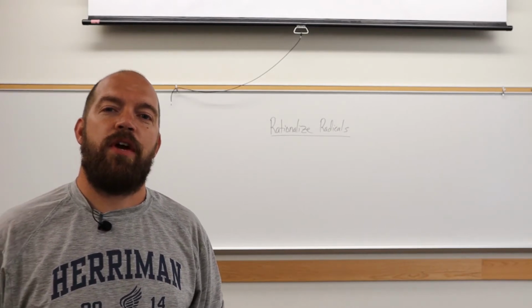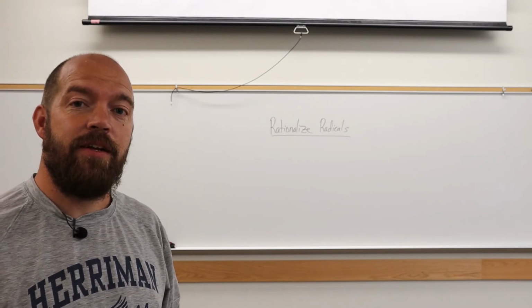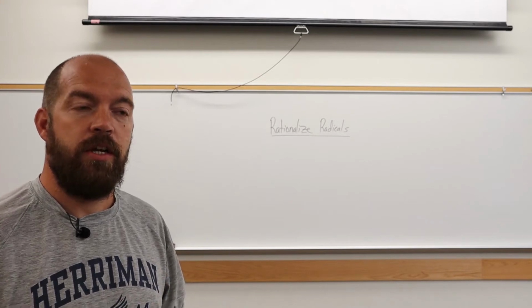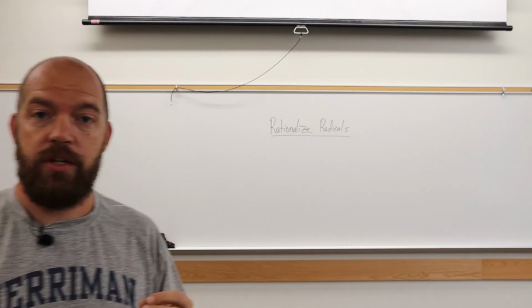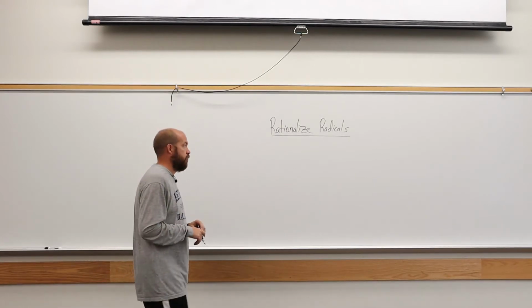All right, this video is going over how to rationalize a radical. It's one way to divide radicals, but you're never allowed to have a radical on the bottom of a fraction. So we are going to go ahead and rationalize, or show a way in which you don't have a radical on the bottom of the fraction.